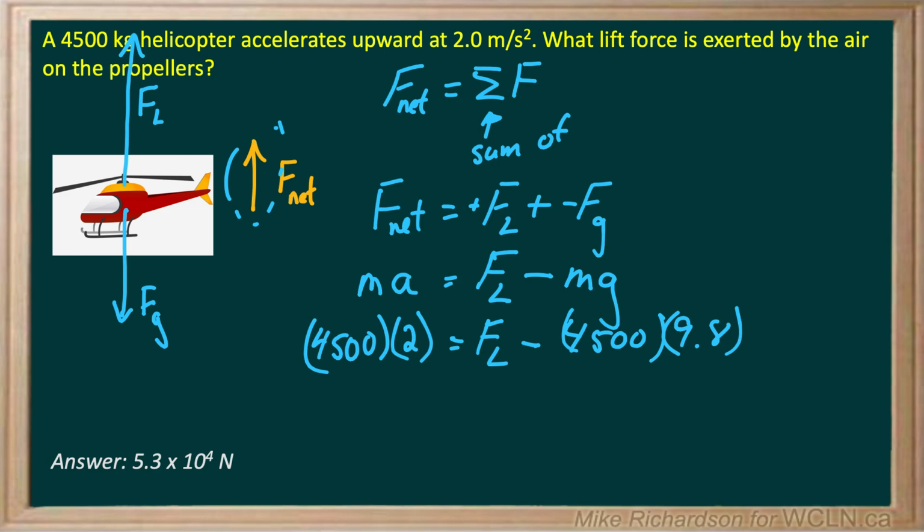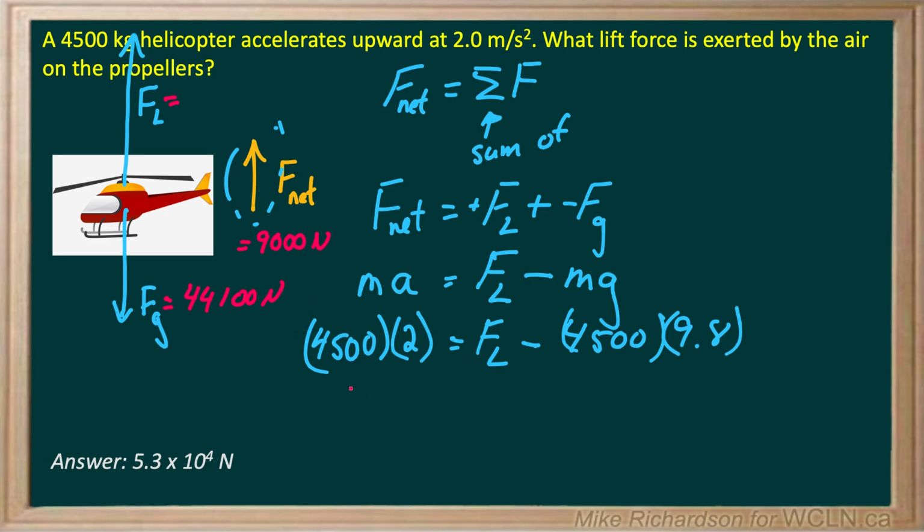Now, if we keep track of some of these numbers right on our diagram, it can help make sense of all this. 4,500 times 2 means my net force is 9,000 newtons upwards. So in other words, when these two things are subtracted from each other, they should equal 9,000 newtons. When I work out my force of gravity, when I go 4,500 times 9.8, I get 44,100 newtons. So it would make sense that my lift force is 44,100 plus 9,000 newtons, which is what is going to happen in our equation.